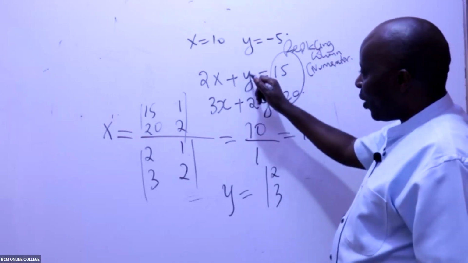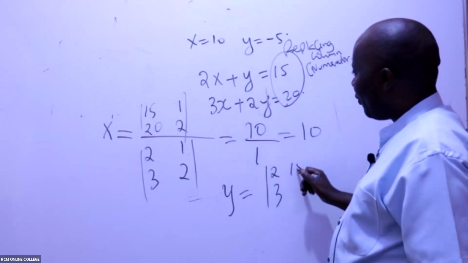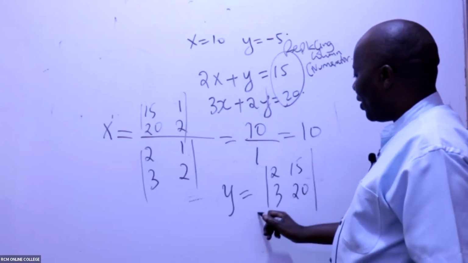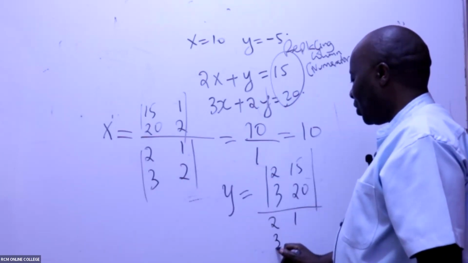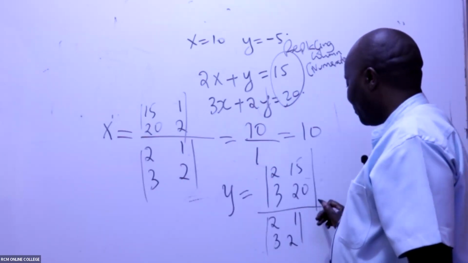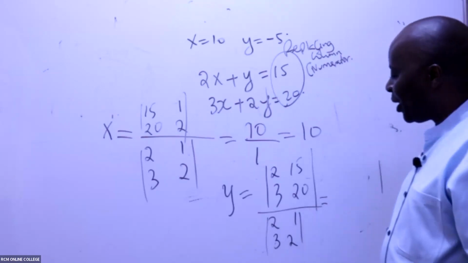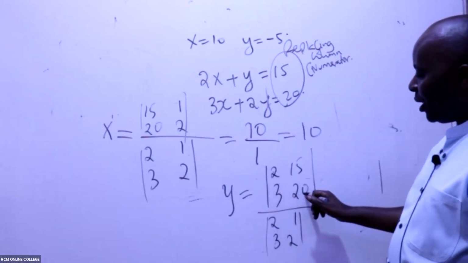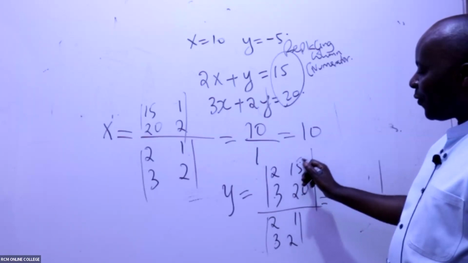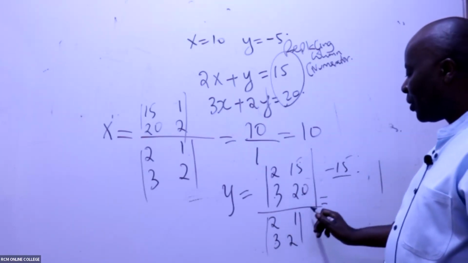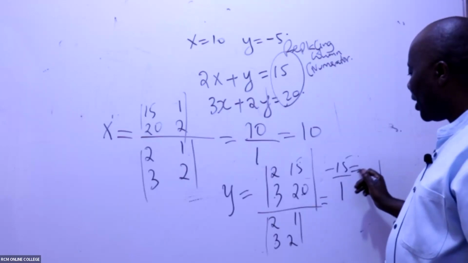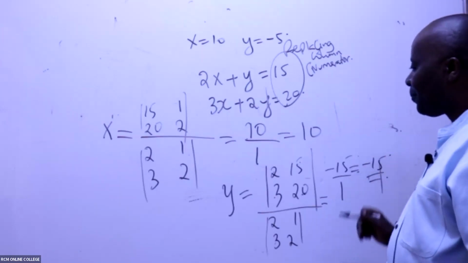And then the column of y is disappearing. So we have here 15, 20 over this denominator. The denominator doesn't change. 3, 2, like that. So then you go ahead and do your multiplications. So this is 40. 40 minus 45. That's minus 15. All over, this is 4 minus 3, so this is 1. So the answer is minus 15, like that.